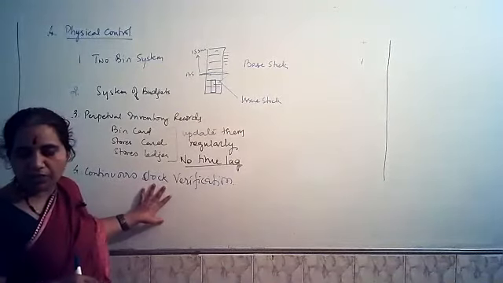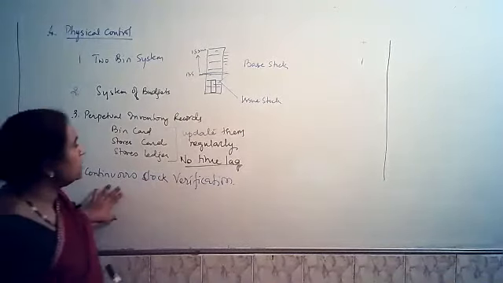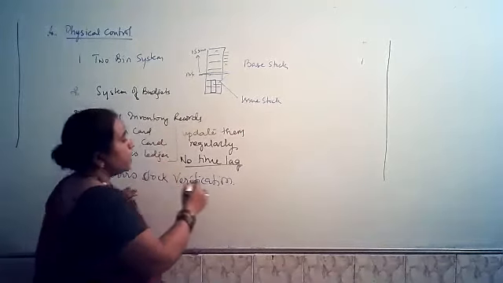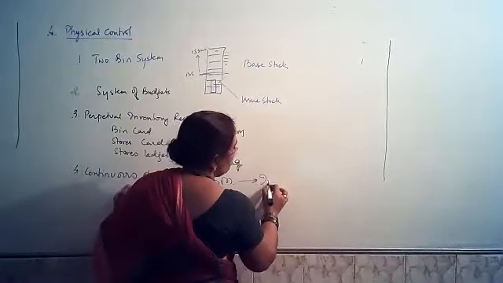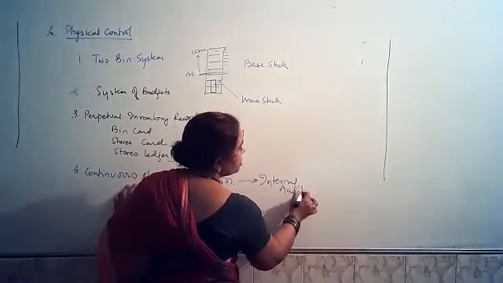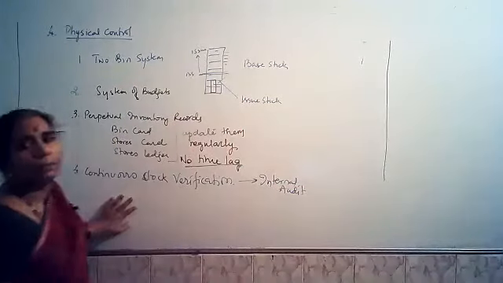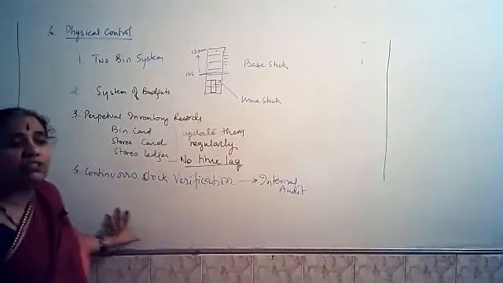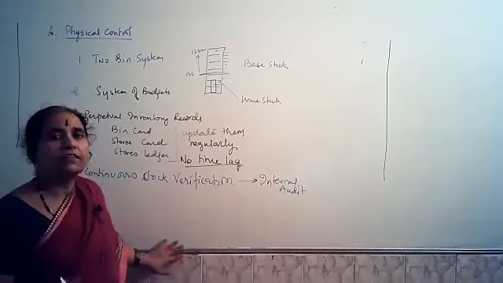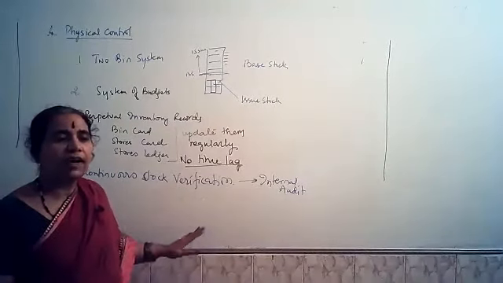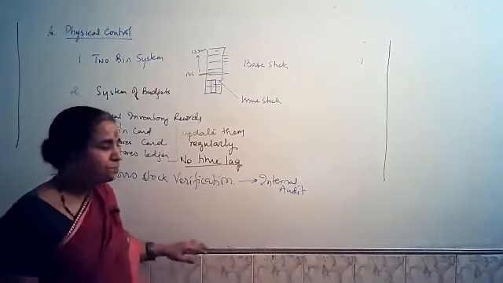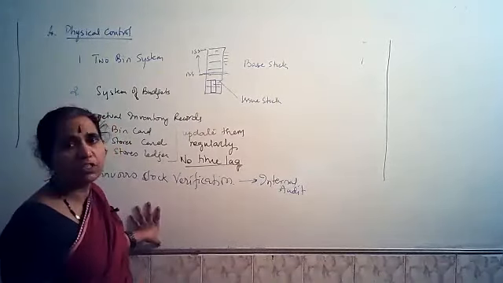Continuous stock verification helps to have a strong hold on physical inventory control, and it is also a method of internal audit. Continuously you check whether the stock has been updated, what physical stock is held and what is there in the books, and whether they are matching. You keep doing it now and then. So this is called continuous stock verification.